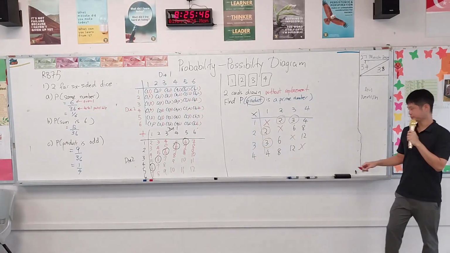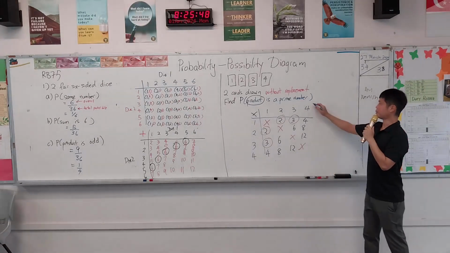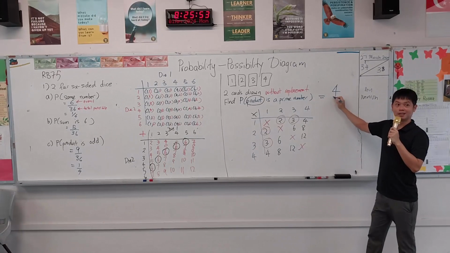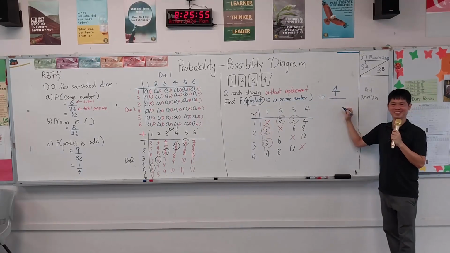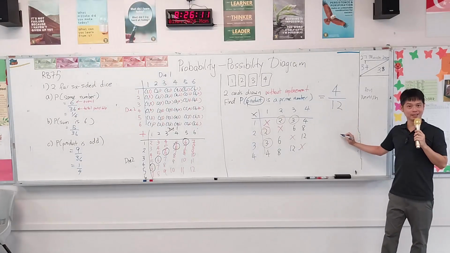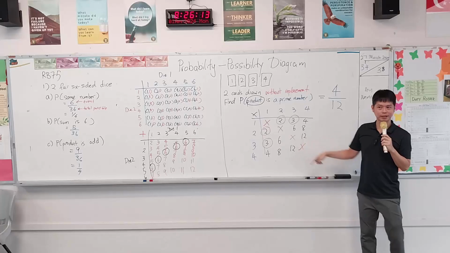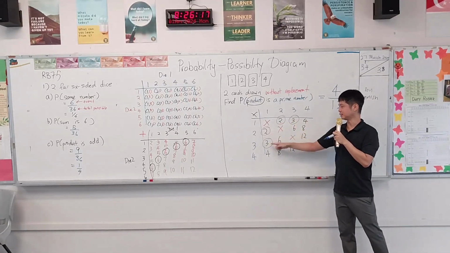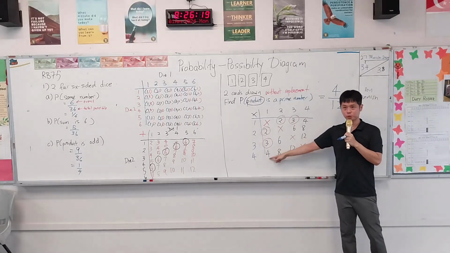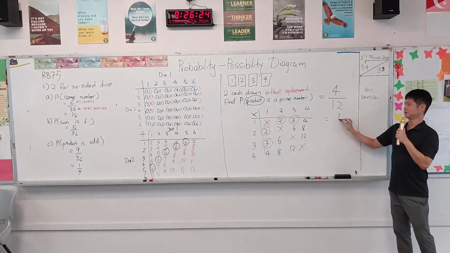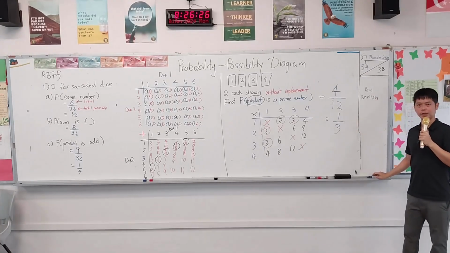So how many of them? So the probability that it is a prime number is 4 out of 12, not 16, because there are 4 numbers missing. Right? How many possible outcomes? 1, 2, 3, 4, 5, 6, 7, 8, 9, 10, 11, 12. And the final answer is 1/3. Okay, so that's the end of the video.